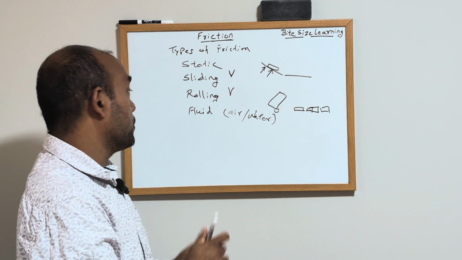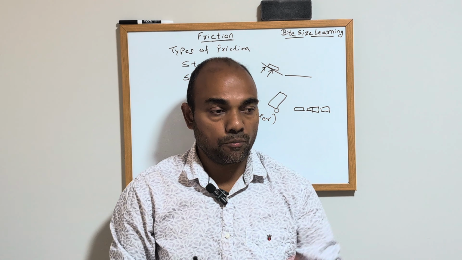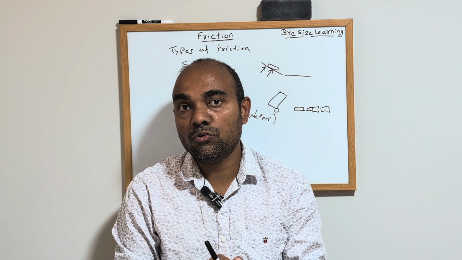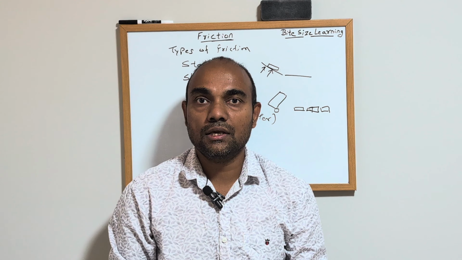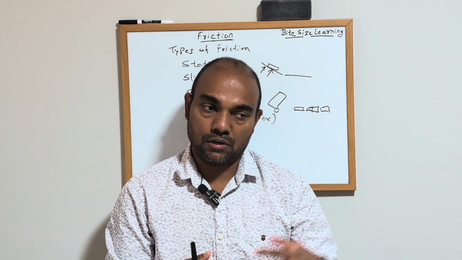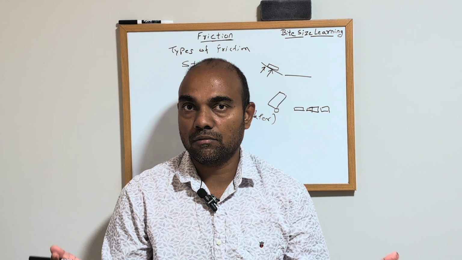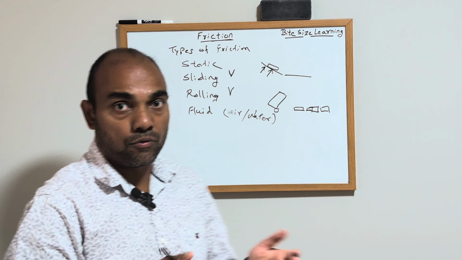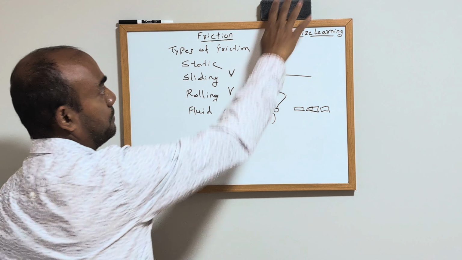So that friction is called fluid friction. Imagine fish swimming in the water or birds flying in the air, right? They have to overcome that friction to be able to properly fly or swim in the water. So that depends on the frictional force in the air or in the water for these birds and the fish to maneuver or move forward, right? So these are the types of friction with the examples, right?